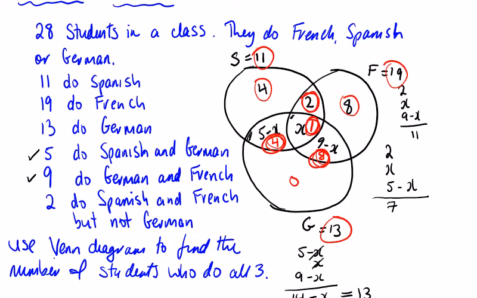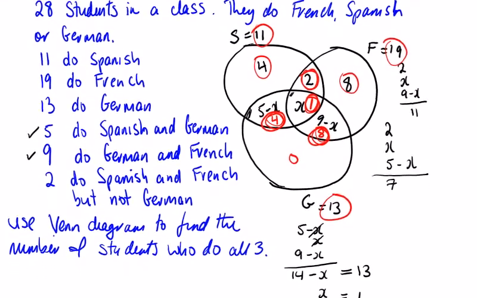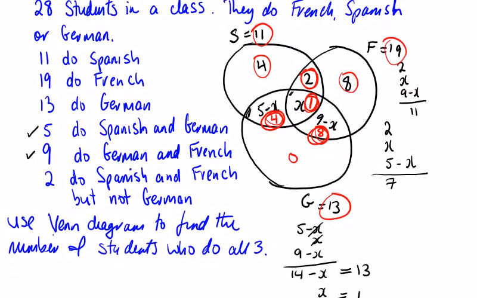So these 3-set questions can be a little bit tricky. Write down the variable that X is at the beginning and work your way out from the center. And if we check what our totals are, we have 13 in the German circle. We have 4 and 2, which is 6, and 8, which is 14. 14 and 13 is 27.